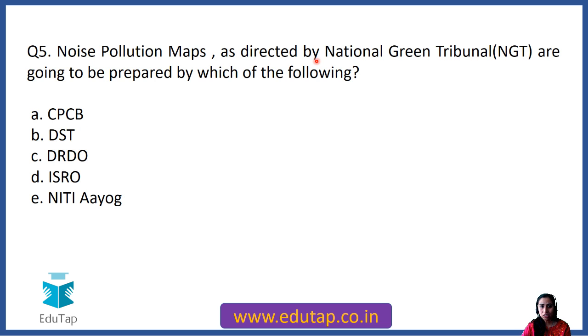Okay, so final question, noise pollution maps as directed by NGT are going to be prepared by which of the following? So you have to know that these maps are going to be prepared by, here are your options. Acronyms are given actually, you have to identify them yourselves: CPCB, DST, DRDO, ISRO or Niti Aayog. So Central Pollution Control Board is the answer here. Department of Science and Technology is not going to prepare such maps. And this also you have to keep in mind that NGT has directed CPCB to create such maps.